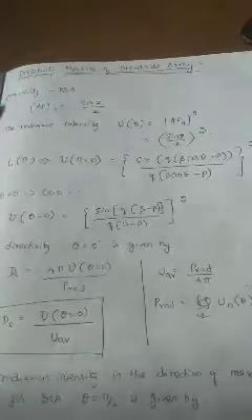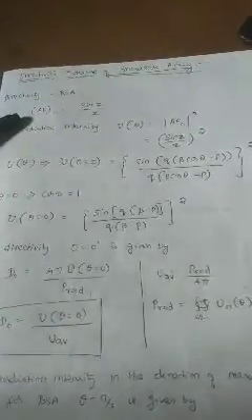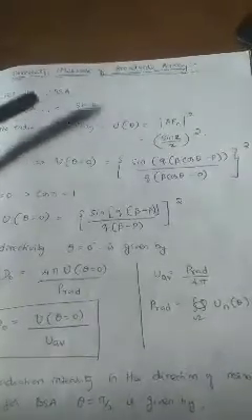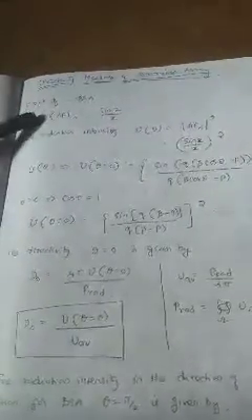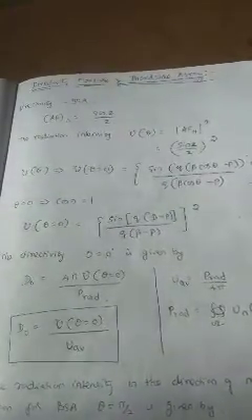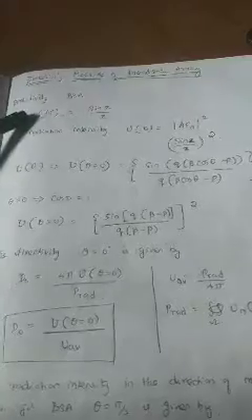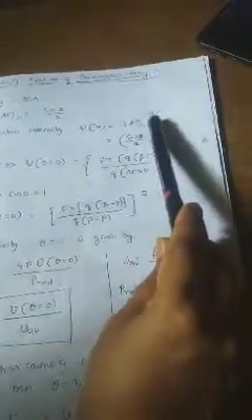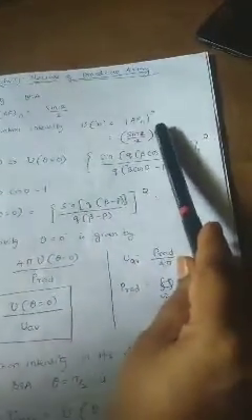Let us start the derivation with the array factor, that is the normalized array factor AFN, which is given as sin z by z. This derivation we have already derived in the last class while deriving the increased directivity. The radiation intensity is equal to the array factor the whole square. This is the general formula for radiation intensity: U of theta is equal to AFN the whole square, so sin z by z the whole square.